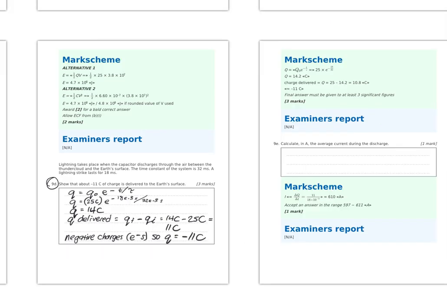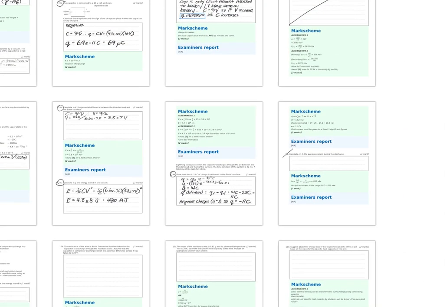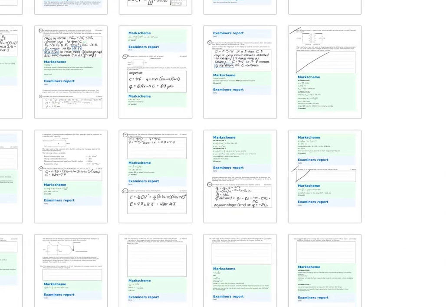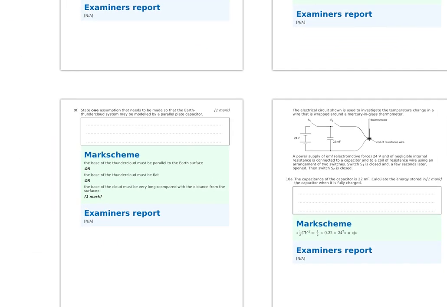And then 9E is I equals Q over t. That's super basic. You just do 11 coulombs over the 18 milliseconds, you get 610 amps. But that's not an 11.3 question, so I'm just going to skip it for now. I'm going to focus on the capacitance questions. Anything else for 9? Yes, F.